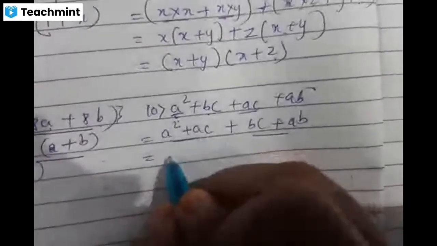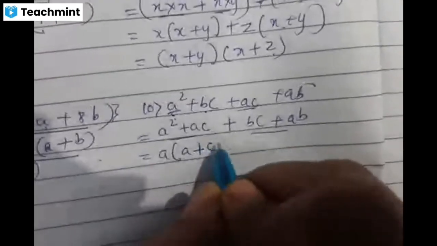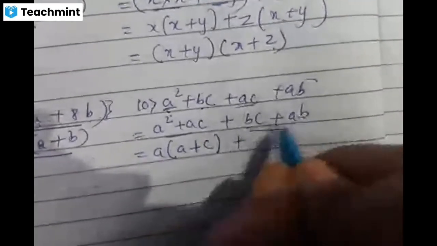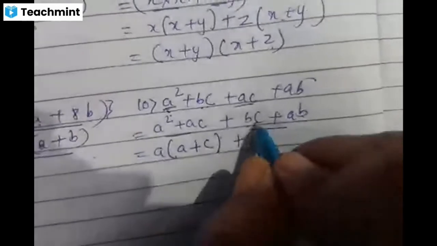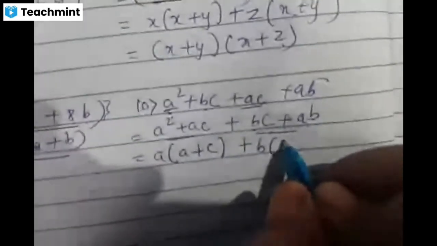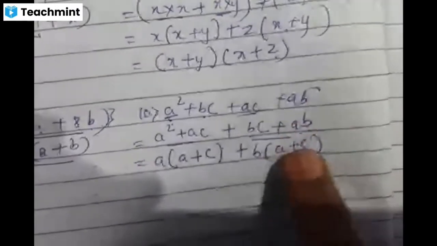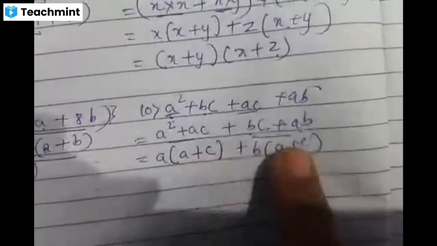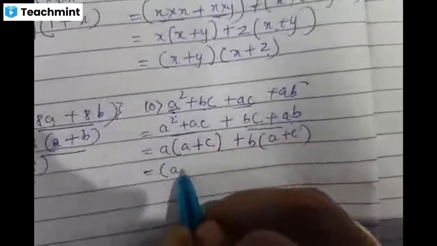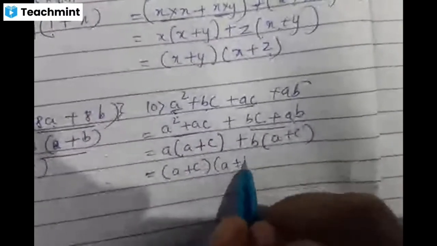What is common in both? A. What is left here? 1a plus, if a is taken outside, we are left with c. In these two, what is common? B. What is left here? C. And what is left here? A. C plus A is left. So I'll write it as A plus C, instead of C plus A, because I want the common binomial. A plus C into A plus B is the factorization.